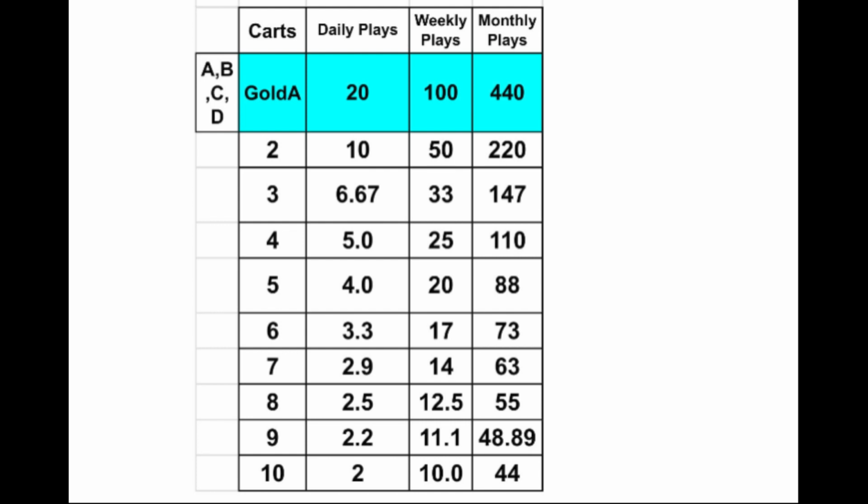Okay, here I've separated the carts. This is gold cart A. It's going to play 20 times a day. 4 times a day it doesn't play because that's when there is a D clock running and we don't know where anything's going to be in that clock. So 20 times a day this will play. If there are 2 1-minute spots in that cart, it will play 10 times a day.